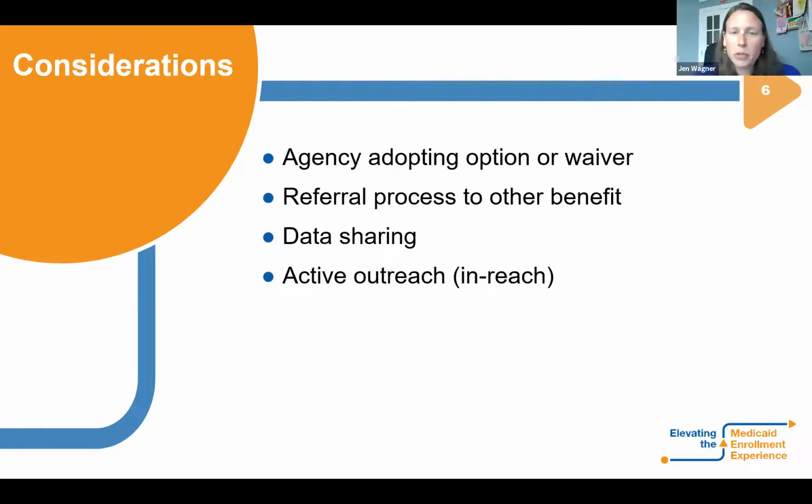Another consideration is the referral process to the other benefit. How does somebody know that they're eligible for another benefit or that there's a streamlined enrollment pathway? Are they told about it? Is there some sort of a warm handoff? Is there a co-location or something to make sure that they actually take that step to connect to the other benefit? Next is data sharing.